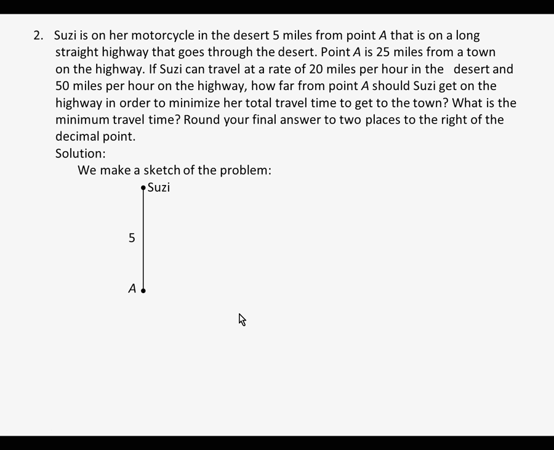Now, point A is 25 miles from a town. Because I've left more room over here, I'm going to put the town somewhere out here. So this distance right here, that's 25 miles. Now Susie is supposed to drive toward the highway somewhere in here between A and the town. And I wanted to know how far from point A. So let's let this be Susie's path to the highway. Here she is traveling in the desert. Remember, she can only travel 20 miles per hour in the desert.